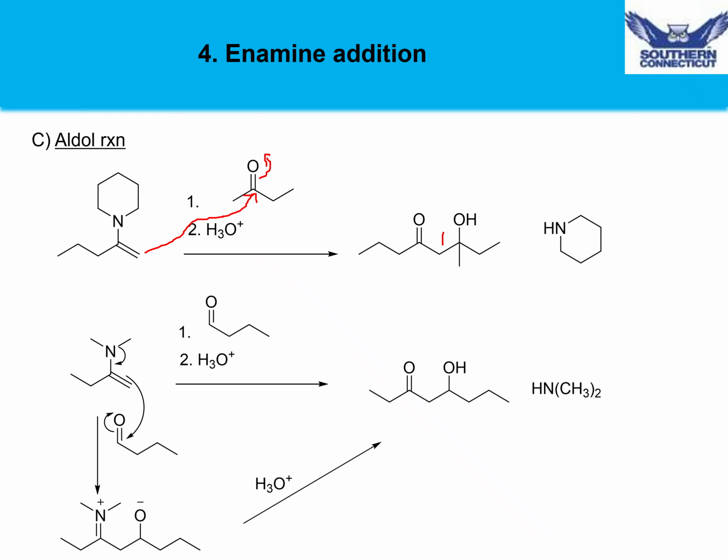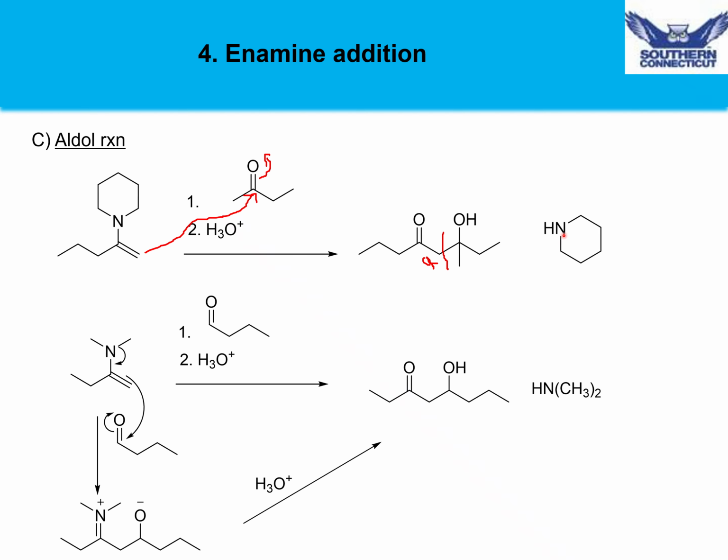We're forming this bond here between the alpha carbon on the left side of that line and the carbonyl carbon on the right side of that line. Then when we add aqueous acid, the iminium ion that forms from this nitrogen will become a carbonyl, and then we'll get a side product of a secondary amine.